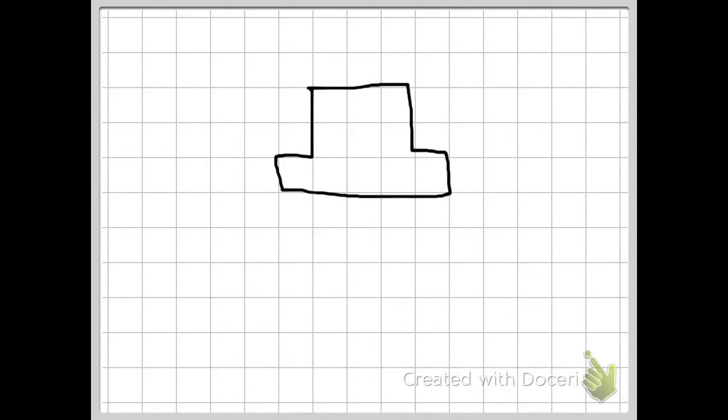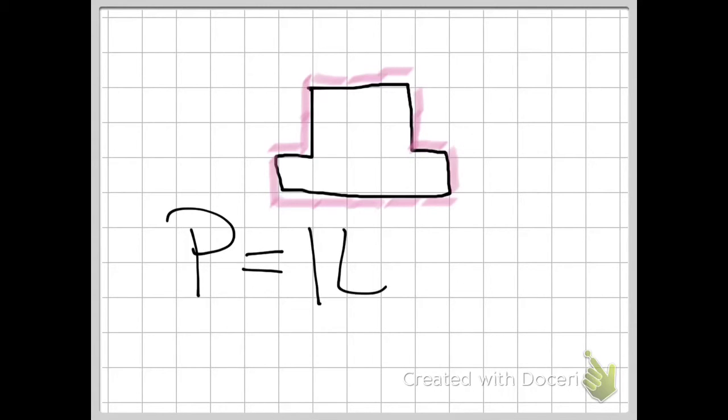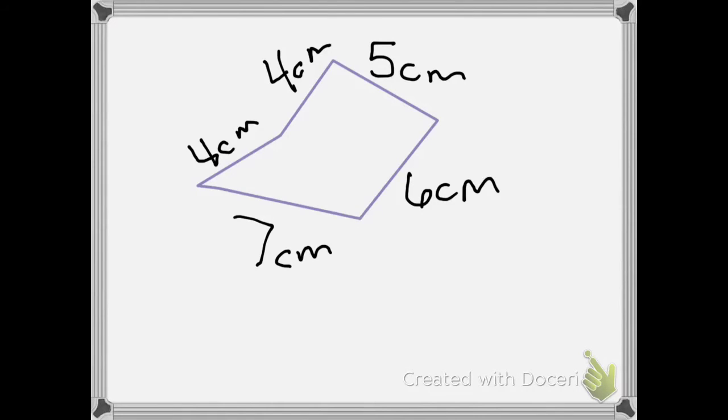I could also find the perimeter of this shape by counting the unit segments. So let's count together. 1, 2, 3, 4, 5, 6, 7, 8, 9, 10, 11, 12, 13, 14, 15, 16. So I could say that the perimeter of this shape equals 16 units. That's the distance around.